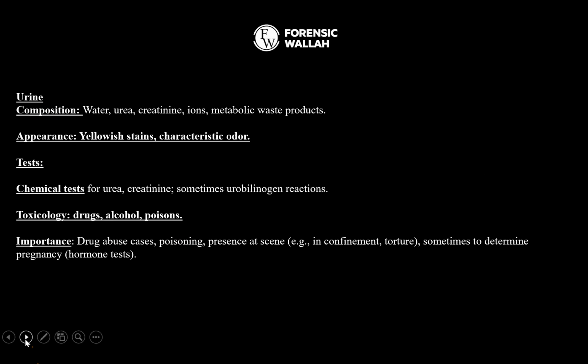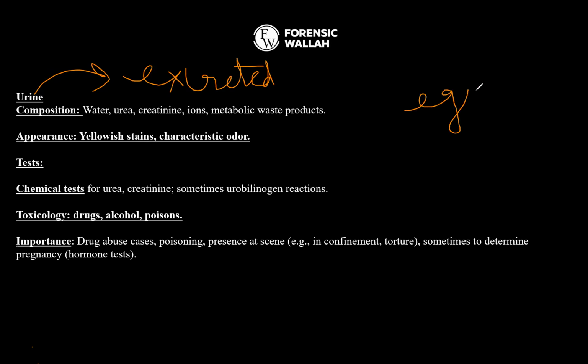Now the next is urine. Urine is mainly composed of water, urea, and creatinine. Certain ions and metabolic waste products are also present in your urine. Always remember, urine is excreted from your body, whereas feces is egested out of your body. That process is called egestion. Urine is a metabolic waste which is excreted out of your body as a waste product.